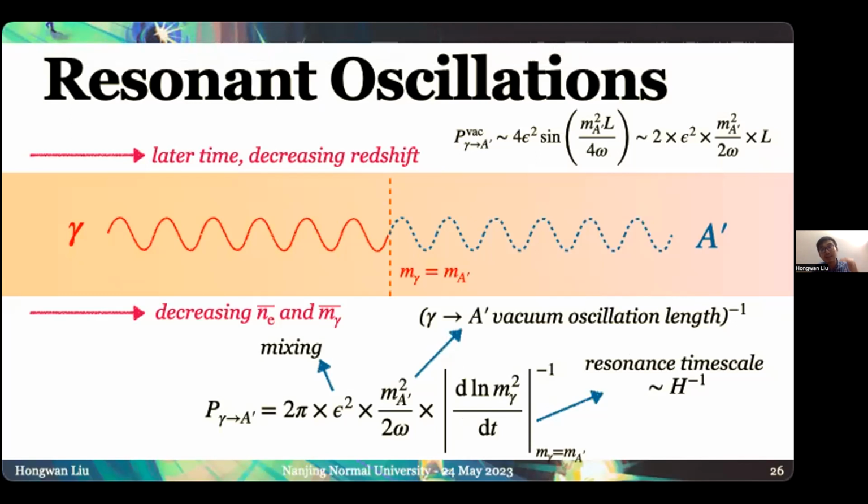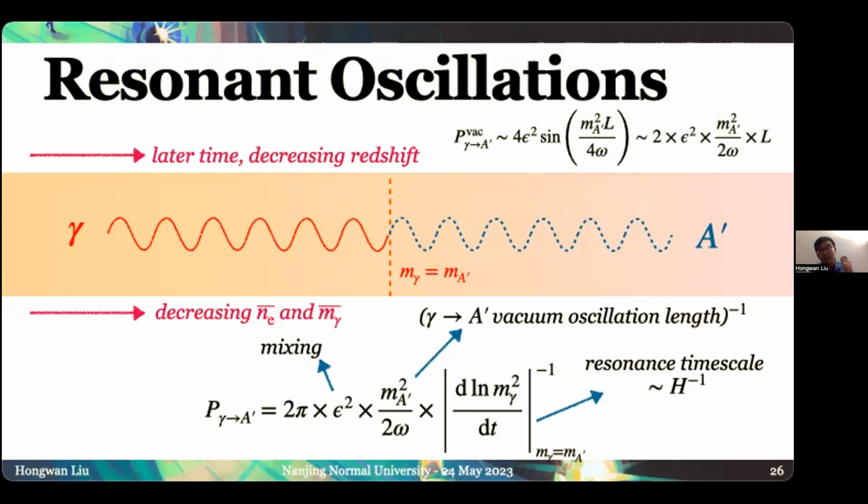And so the time scale that governs how slowly the two states pass each other is the Hubble parameter. If you compare the Hubble parameter to any length scale that you can get terrestrially, obviously the Hubble parameter is going to be much larger. And this is why resonant oscillations, where the condition m gamma equals ma prime is met, lead to very strong conversions between photons and dark photons.